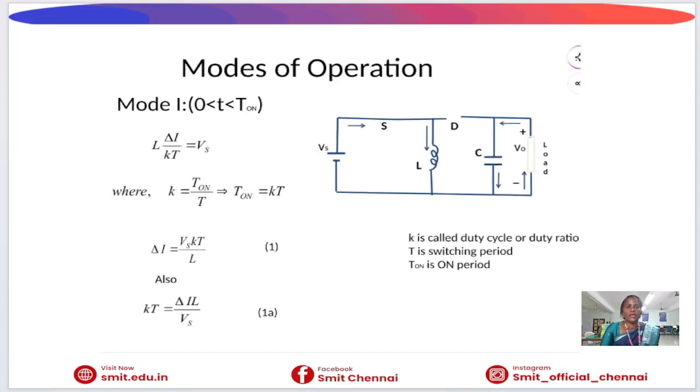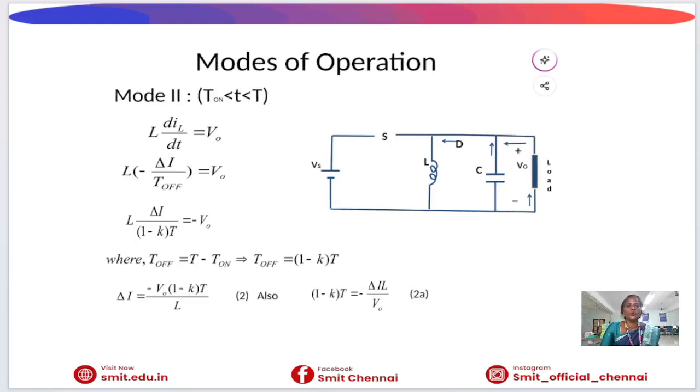This slide derives the change in inductor current during the on period. The inductor voltage equals the source voltage. By integrating the inductor equation over the on-time interval, we obtain the increase in current. The change in current depends on source voltage, inductance and duty ratio. The expression is later used to derive the voltage conversion ratio of the converter.